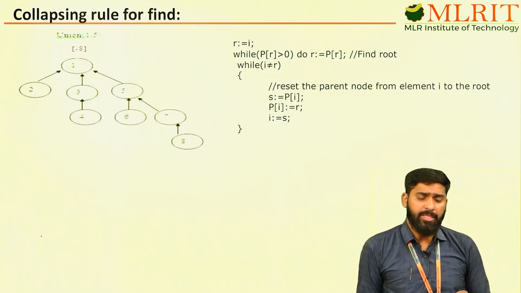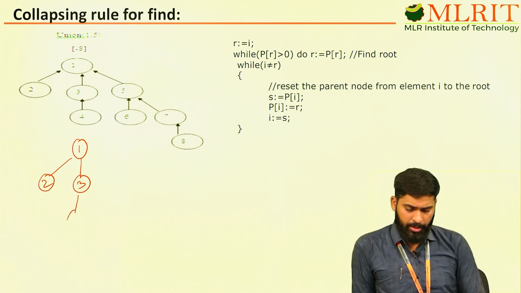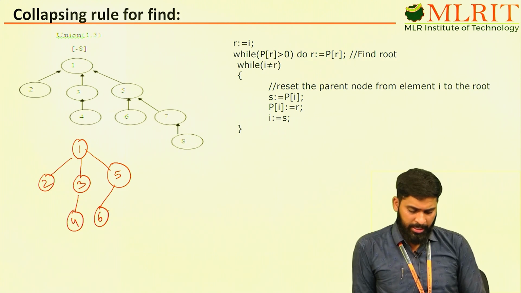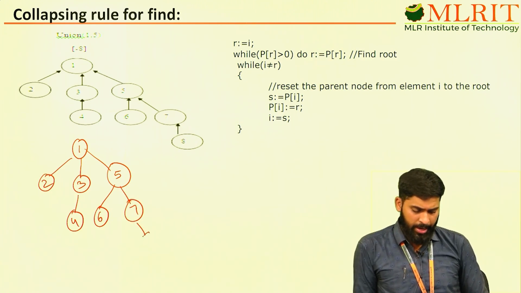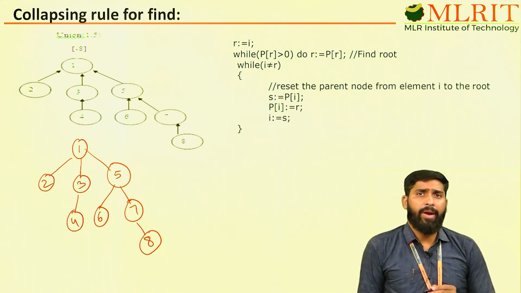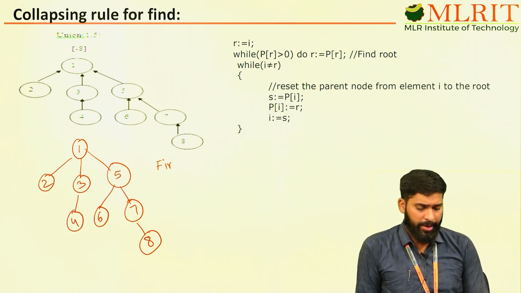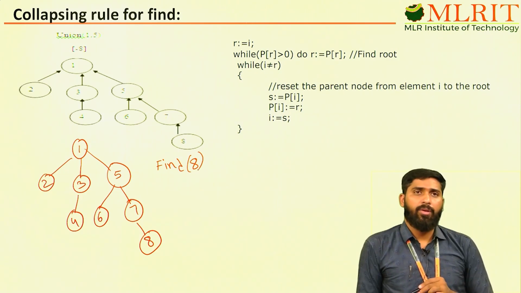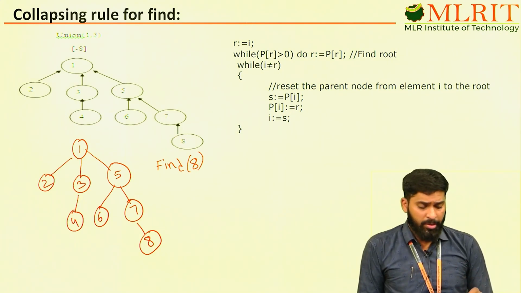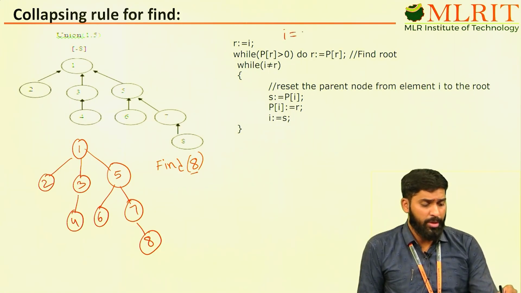Let us consider this tree. So what is the tree here? 1, 2, 3, 4, 5, 6, 7 and 8. So this is the tree that is given. Now we are going to find one value in this tree. For example, I want to find of 8. Now 8 is the I value, so I equals 8 here.